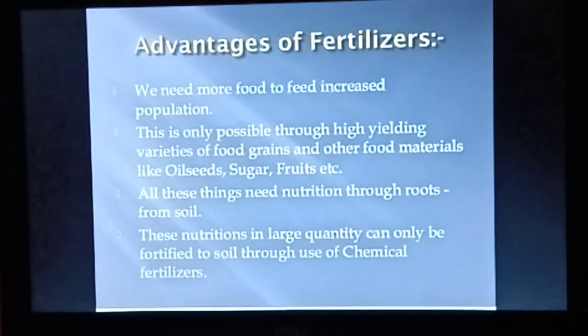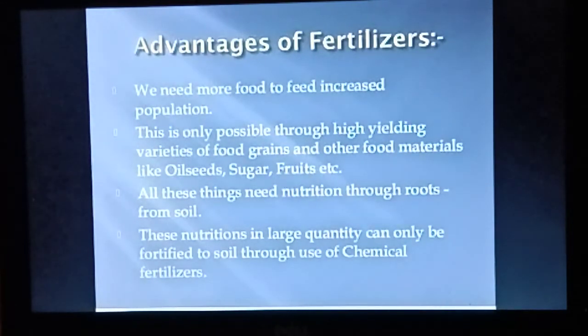So now next point, all these things need nutrition through roots from soil. So we put fertilizer at the roots of the plants mainly. So the plants take nutrition from the soil, so they put some of the fertilizer in the soil also.